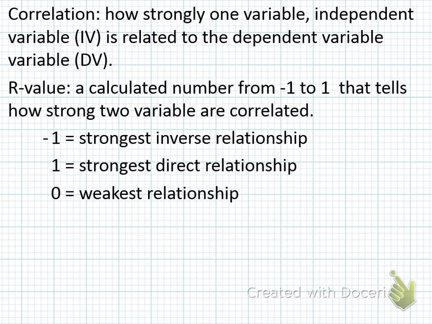Okay, so correlation is how strongly one variable, which we call the independent variable, or IV, is related to the dependent variable, or DV, okay? An independent variable example is the time you are out in the sun. The dependent variable is whether you have cancer or not, okay?